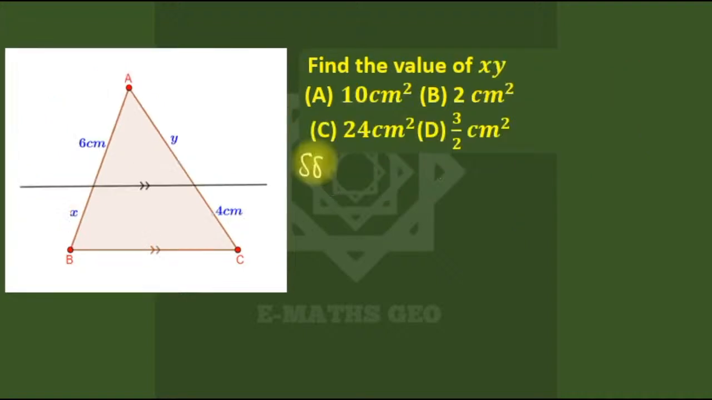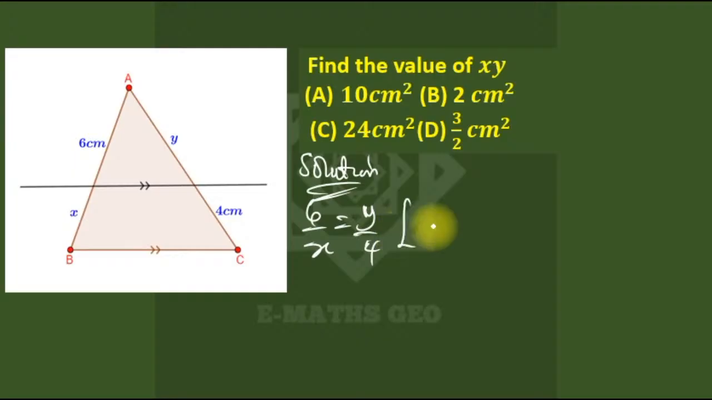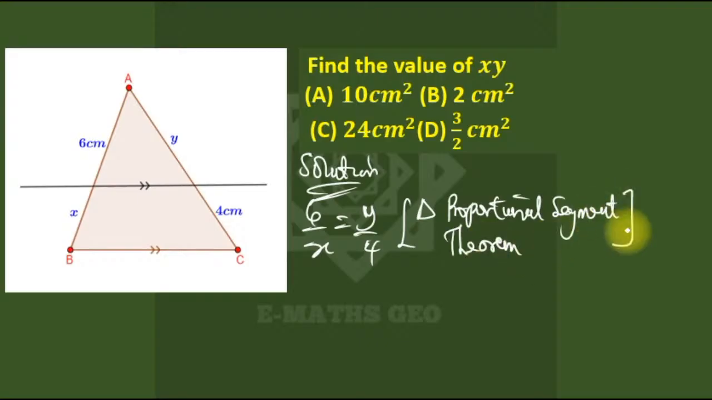Next, X and Y. As you can see, I'm seeing a line parallel to this side BC. So we have that 6 over X will be equal to Y over 4, by the triangle proportional segment theorem. Therefore, if you cross multiply, I have 24. So the answer is 24 cm squared. Option C.